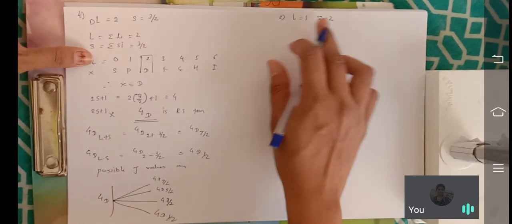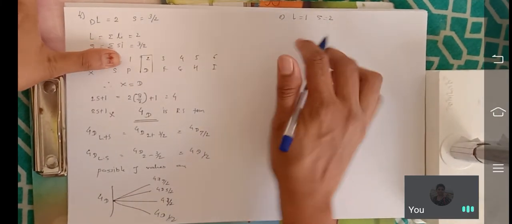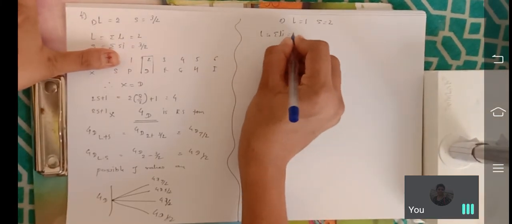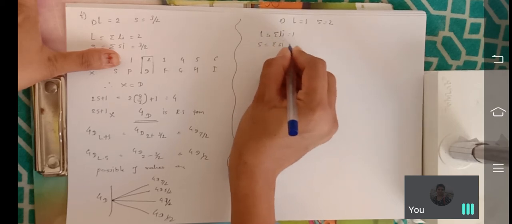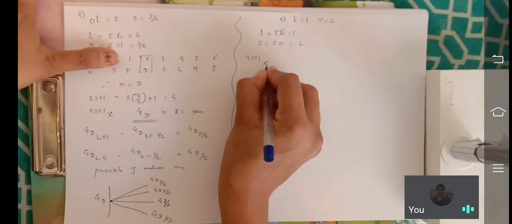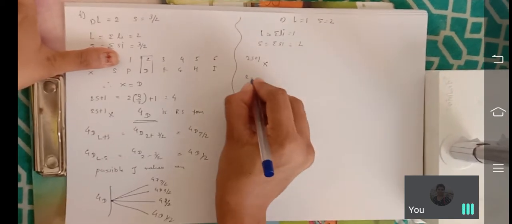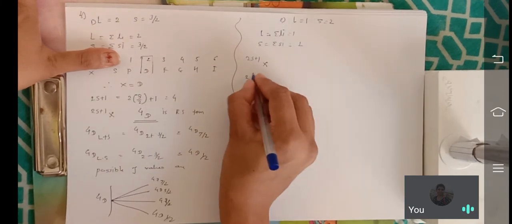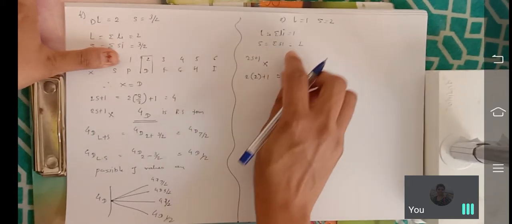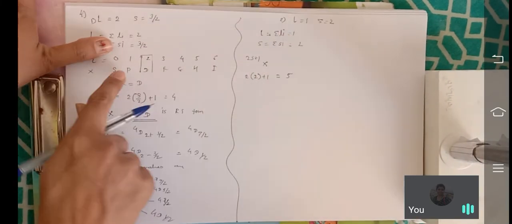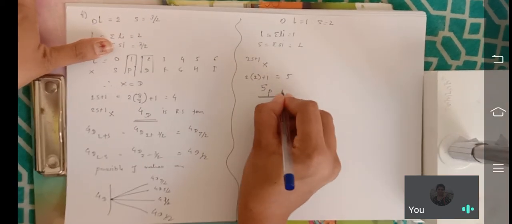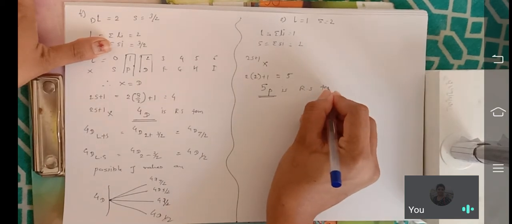And the same you just write for this one: L is equal to 1 and S is equal to 2. So the same, L is equal to the summation of Li, which is 1, S is equal to the summation of Si, which is 2. Okay, what is the formula for the RS term? Twice S plus 1, X. What is the value of twice S plus 1? S is 2, so 2 plus 1 is 5. What is the value of L? L is equal to 1, so you have to take P. That means quintet P is the RS term.